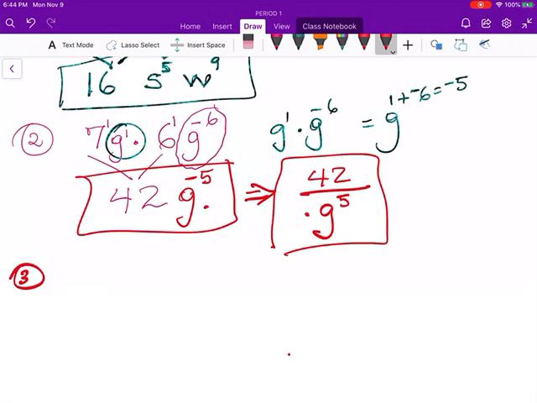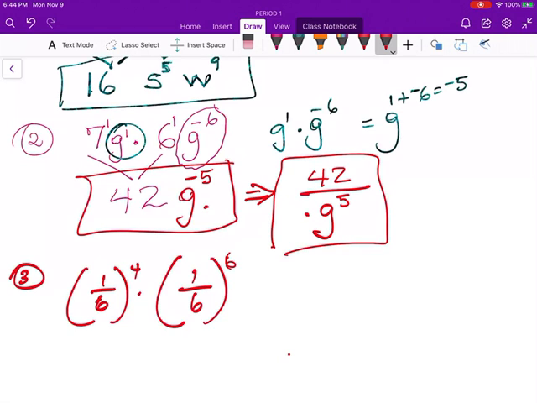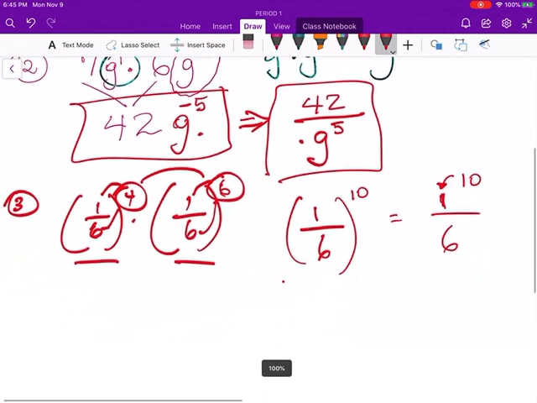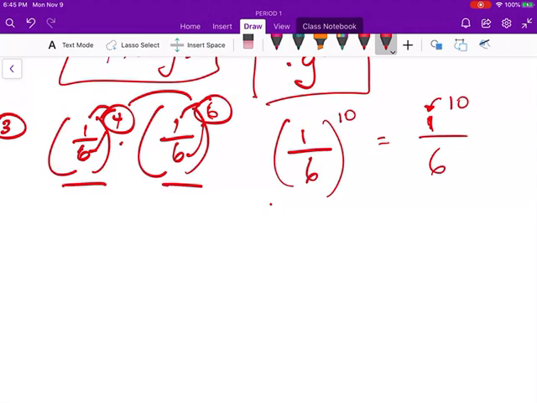Let's go over number 3 now. We have 1/6 to the power of 4 times 1/6 to the power of 6. Same thing. These are the bases. Keep the base and add the exponents. So we're going to add the 2 exponents. 4 plus 6 equals 10. Make sure you keep it in parentheses, because if you don't keep it in parentheses, that 10 is only for the 1. But as you can see, the exponent here affects everything inside the parentheses. All right, if you need to pause it, go ahead, pause.